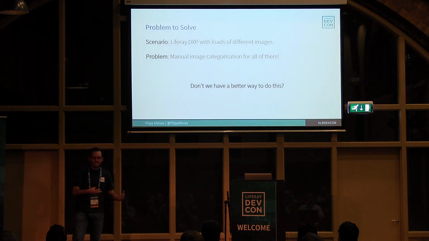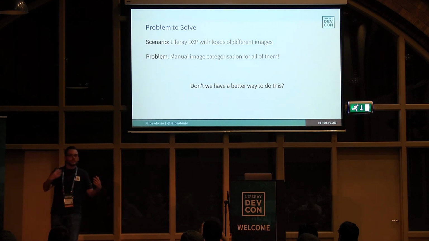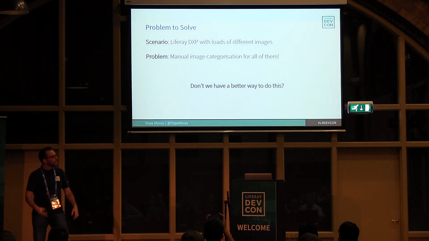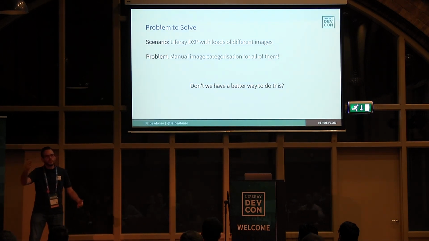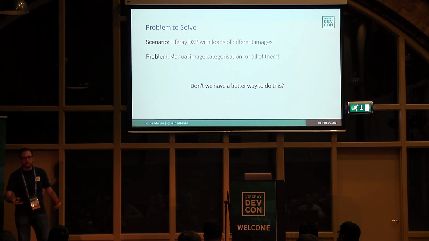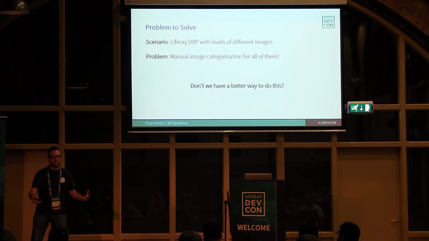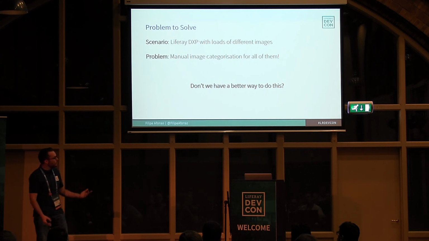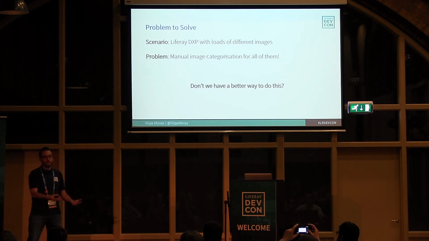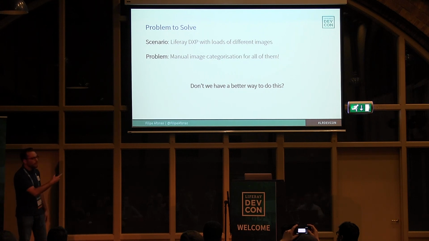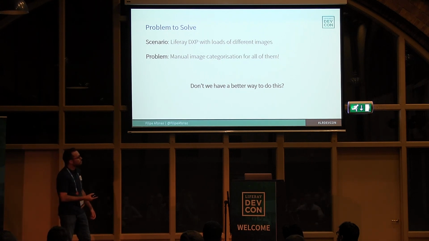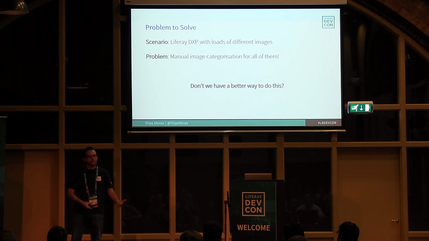So this is the context, right? Imagine that you have a Liferay DXP installation, a server up and running. It can be an e-commerce solution, for example, or a retail company. And you have loads of images in there. As of today, if you want to categorize those images, you need to do that manually for all of them, right? Now, question is, do we have a better way to do that?